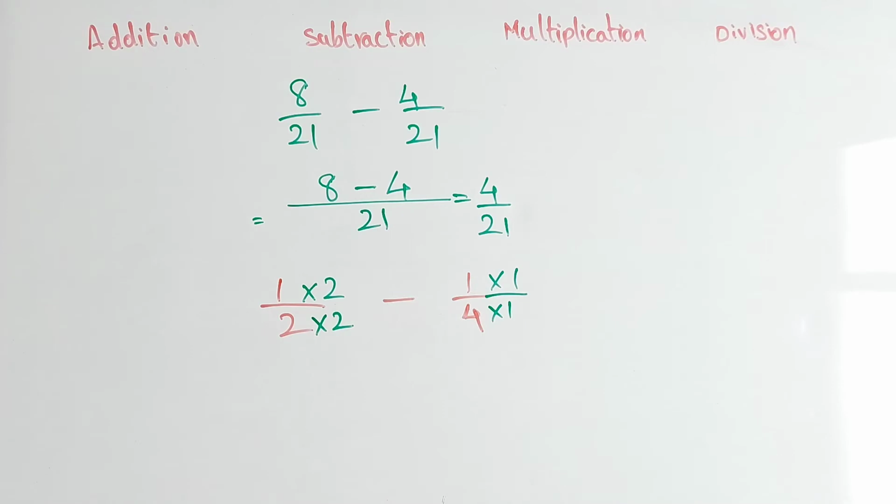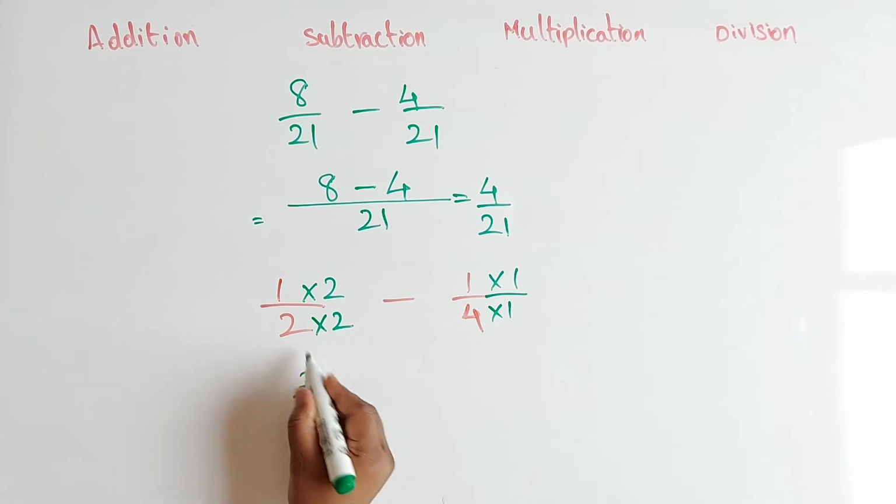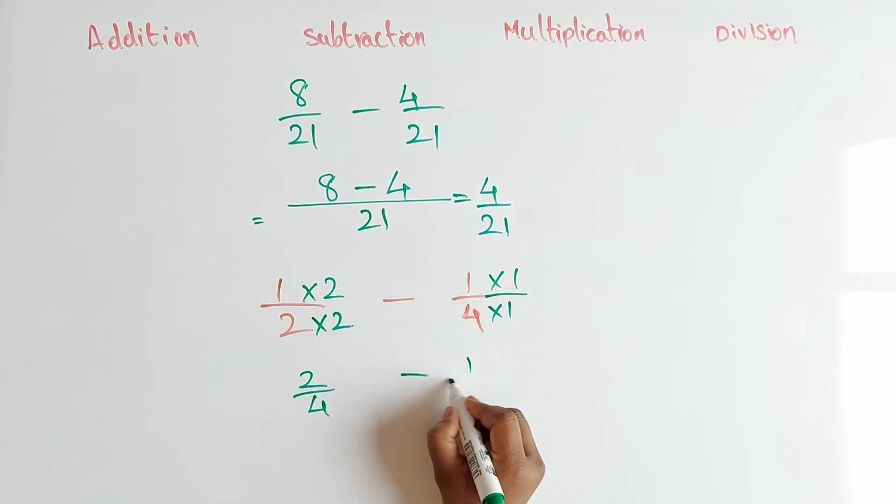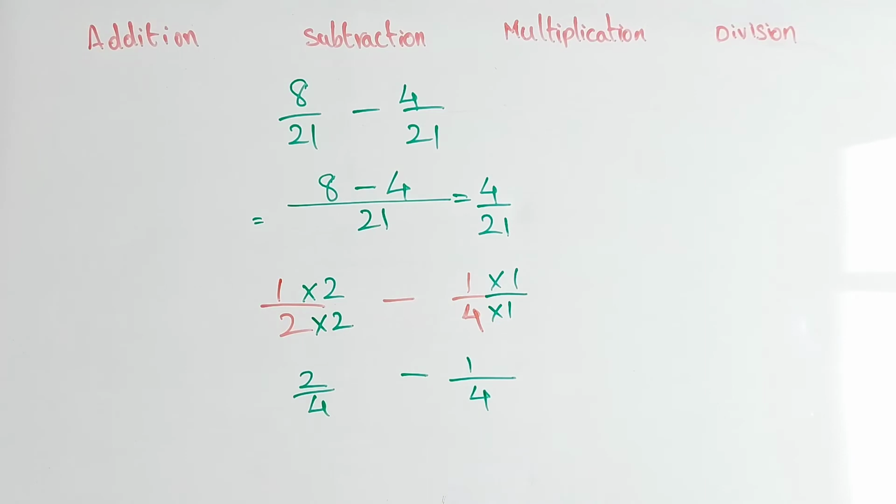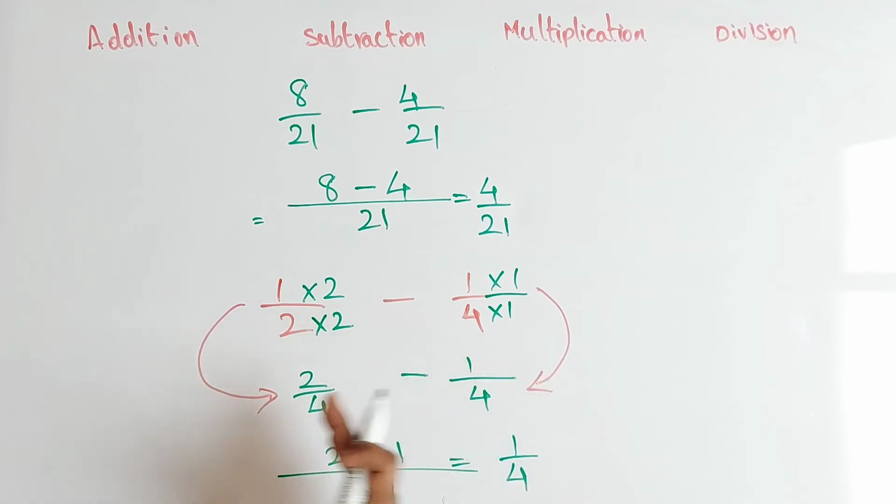Okay? Now check the denominators now. This is also 4. This is also 4. 1 into 2, 2 by 4. Minus 1 into 1, 1. 4 into 1, 4. Now 1 by 2 became 2 by 4. And 1 by 4 is same. 1 by 4 only. Both are with same denominators. Now use the same process. LCM is 4. In numerator 2 minus 1. What is the answer, children? 1 by 4. Right? So whenever you see different denominators, change into same denominator, then do the same operation. Anything. Addition or subtraction.